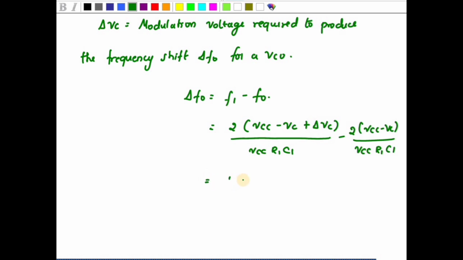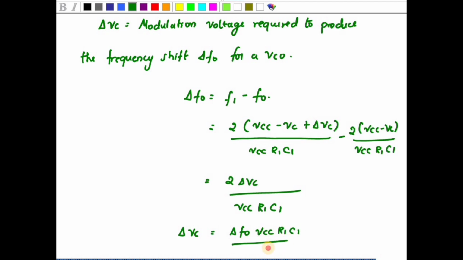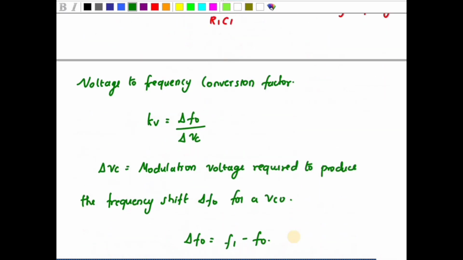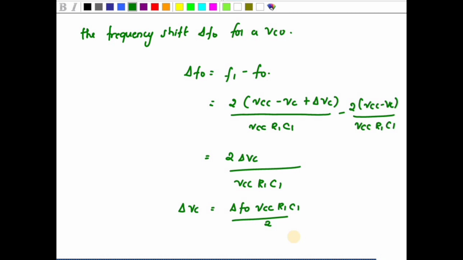So I can write this as 2 del VC divided by VCC R1 C1. So my del VC is nothing but del F naught into VCC R1 C1 divided by 2. So you know what F naught is, right? F naught is nothing but 0.25.